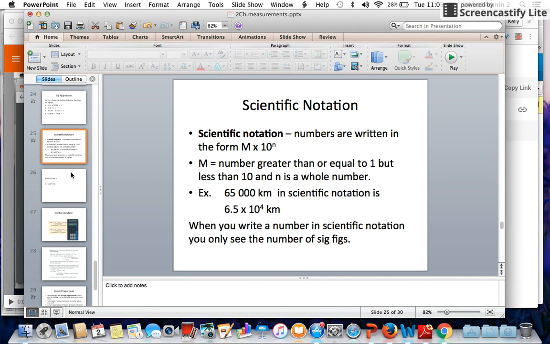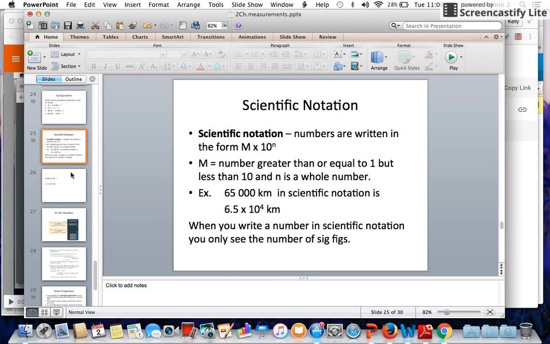So the last part of this is scientific notation, and that is numbers that are written in the form of m, which is whatever your measurement is, times 10 to the n. So that's your exponent. So m is a number greater than or equal to 1. So you're not going to have 0 times 10 to the something. And you're not going to have 0 in front of non-zero numbers for scientific notation. You're always going to have a non-zero number first, and then a decimal point, or no decimal point, and then you can have zeros after the decimal point.